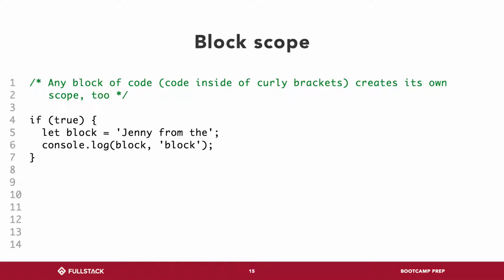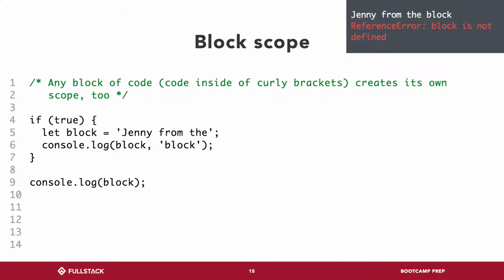So yeah, this will log Jenny from the block. But then the outside log, this log, won't be defined because this is a local scope. The squiggly brackets create a local scope.